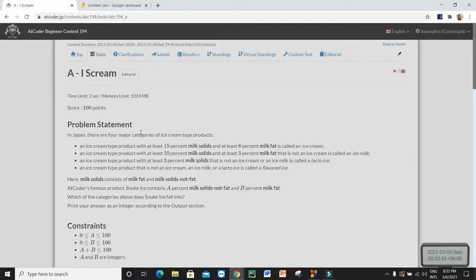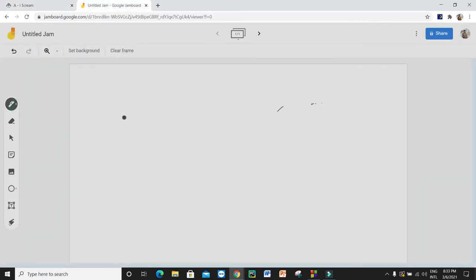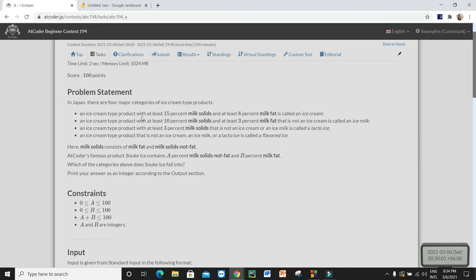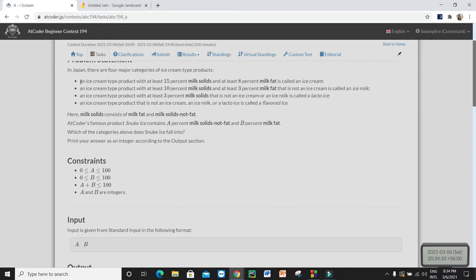After that we have several conditions here. I will explain that. Suppose the solid fat is A plus B, right? If the solid fat is greater than or equal to 50 and the fat, that means B, is greater than or equal to 8, then it is under category 1. The question said that an ice cream type produced with at least 50% milk solid and at least 8% milk fat is called ice cream, and this is category 1, right?